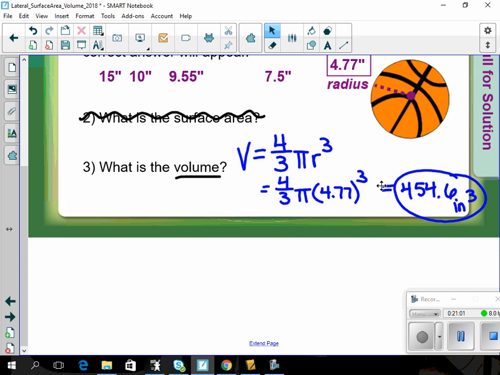So we did a lot today. We took a little quiz on polygons. We divided into groups, and we did shape sorting. So you don't have time to do all of these problems today. I know that. So what I want you to work on is writing the formulas down.